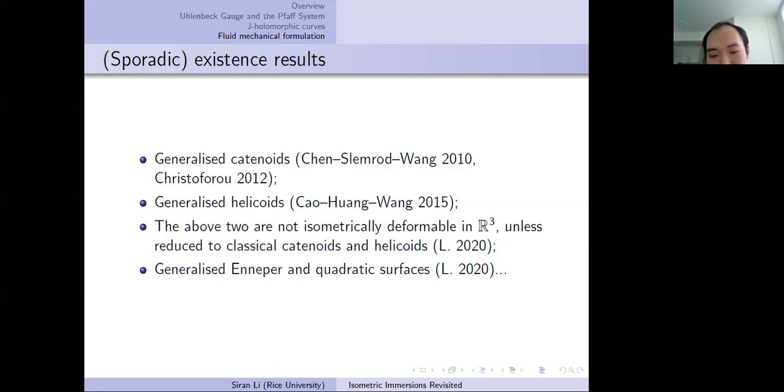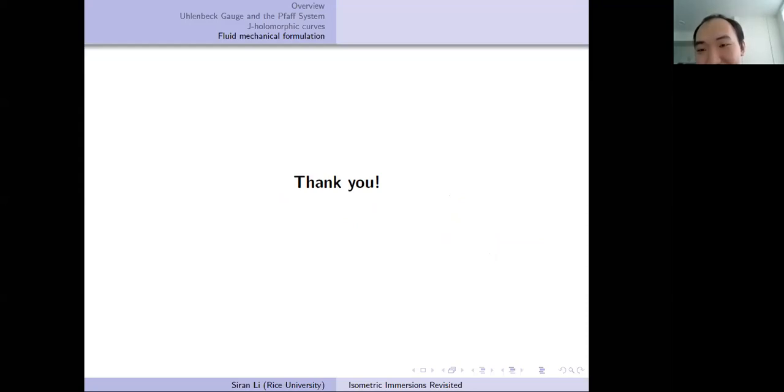And we also found certain generalized Enneper surfaces and quadratic surfaces. What we're doing is basically to look at some one-parameter family of perturbations of the classical minimal surfaces, because that can ensure the Gauss curvature to be strictly negative. Again, these existence results are more or less sporadic, and I think new ideas are really needed to show the existence results for more negatively curved surfaces. Okay, I'll stop here. Thank you very much.